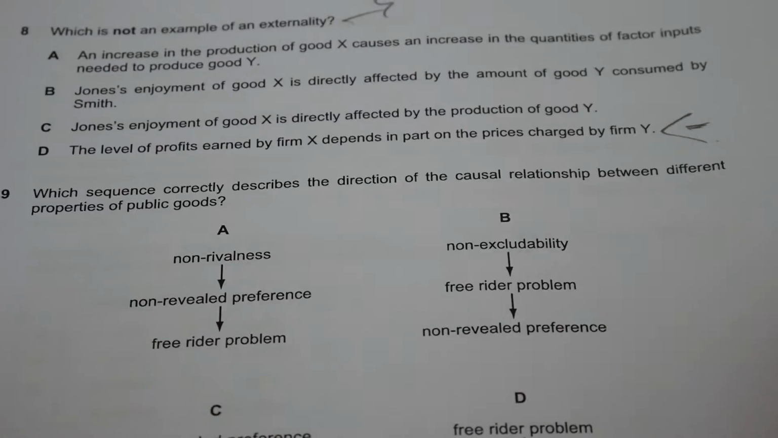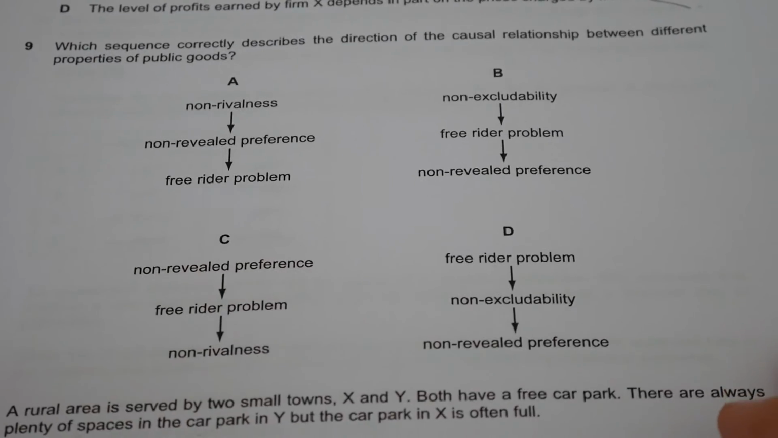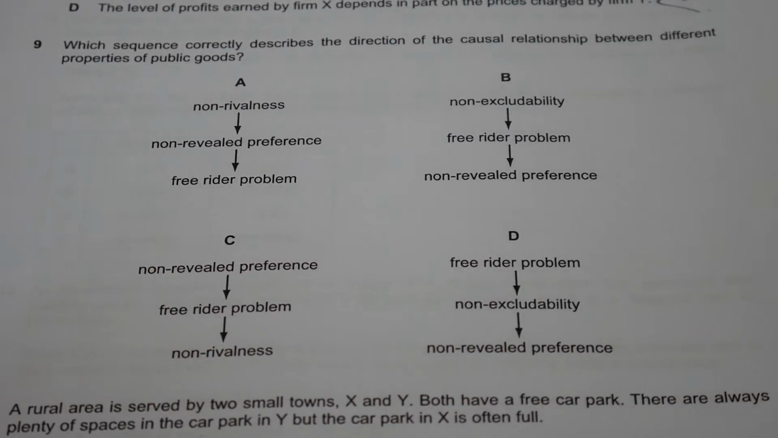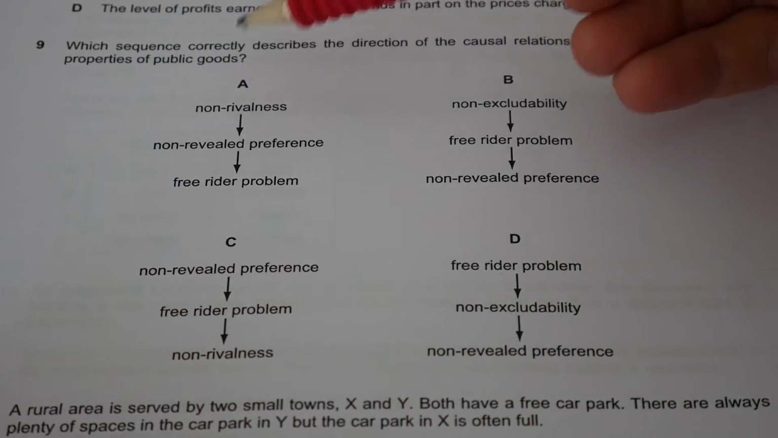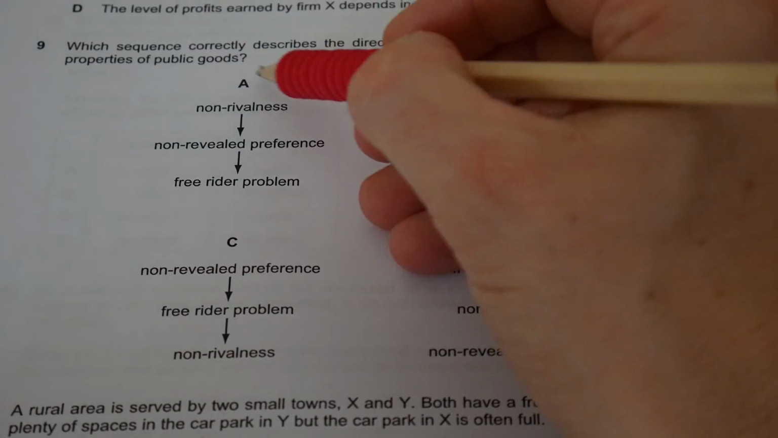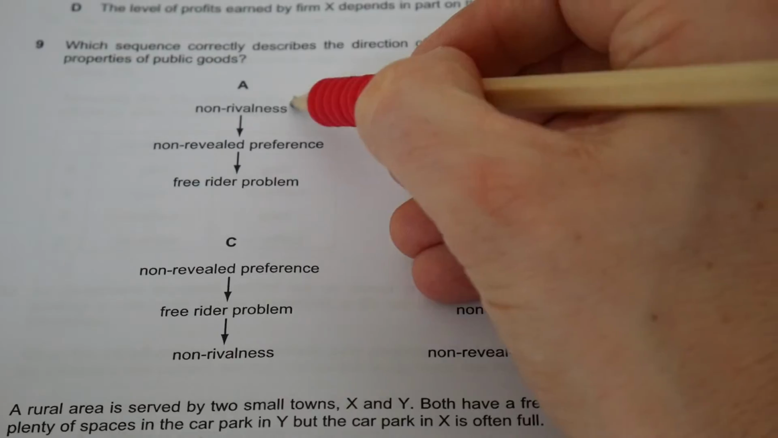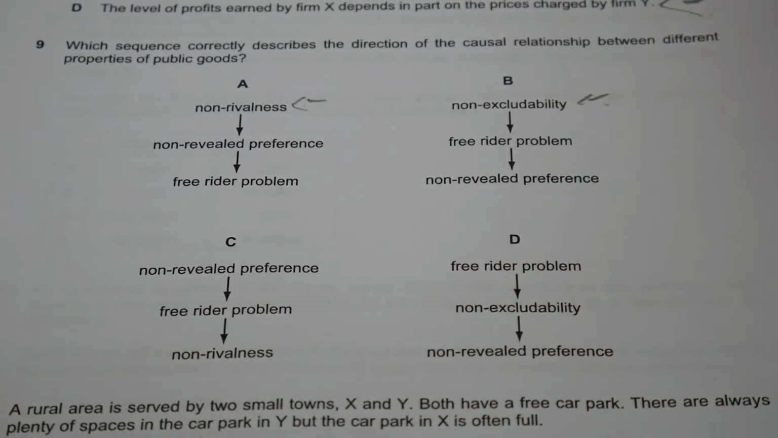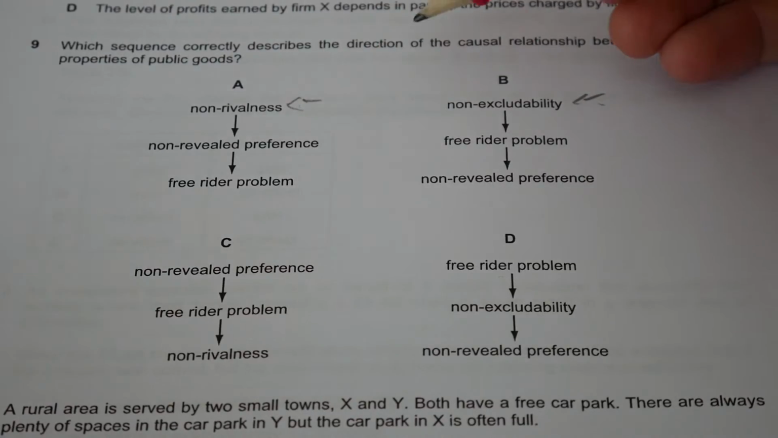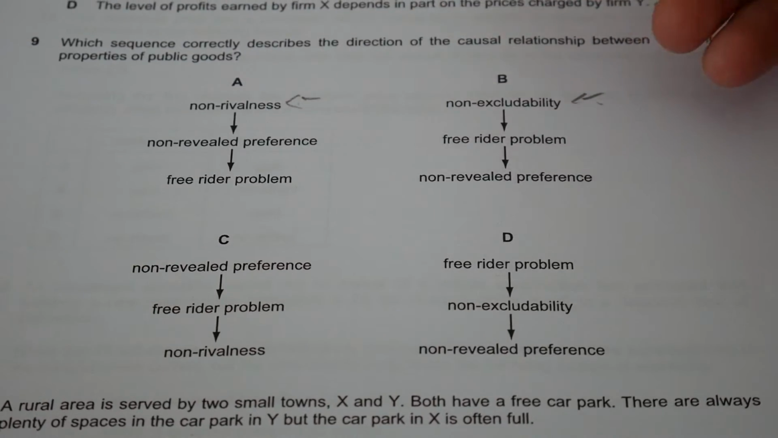Right, number 9. So which sequence correctly describes the direction of the causal relationship between different properties of public goods? So we know pure public goods are non-rival and non-excludable, so let's just look at those. So I'm immediately led here to A and to B. So what is so important about public goods? Of course, are these characteristics. So what about these orders? Do these make sense in terms of the causal relationship?